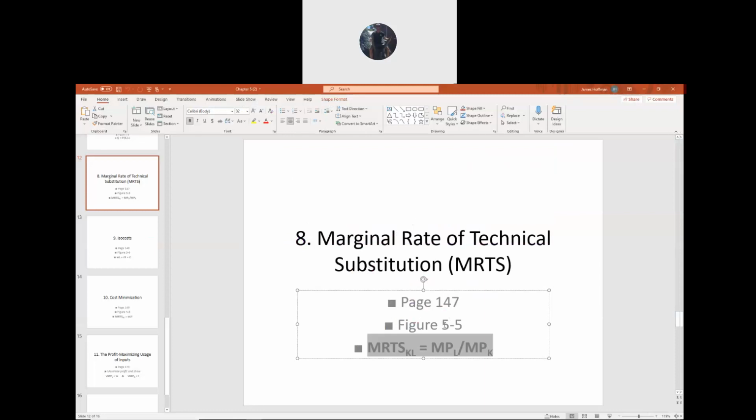All right, so again, the marginal rate of technical substitution, trading K for L, is the change in output by changing labor divided by the change in output by changing capital, or the MPL divided by the MPK. So the marginal products essentially define the rate of trade-off, trading capital for labor to be on the same isoquant, or produce the same amount of output.